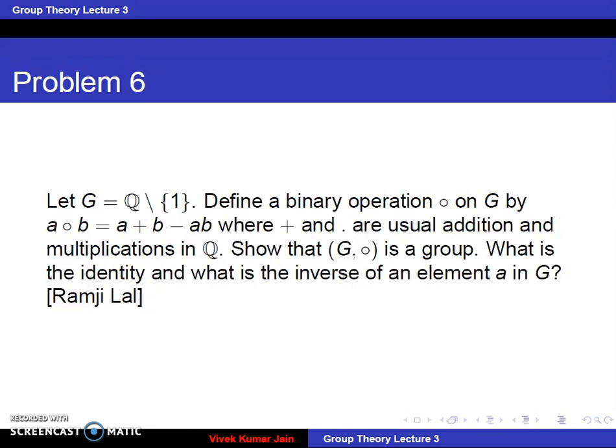Now the next problem, problem number 6. Let G equal Q minus {1}. This symbol means minus. So Q is the set of all rational numbers and I remove 1 from this set. So this is Q minus {1}. Define a binary operation o on G by a o b equals a plus b minus ab, where plus and dot are the usual addition and multiplication of rational numbers, so that G is a group. Now the question is, what is the identity and what is the inverse of an element a in the group G? This question has also been taken from the book of Ramji Lal.